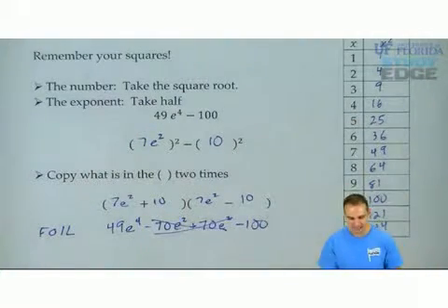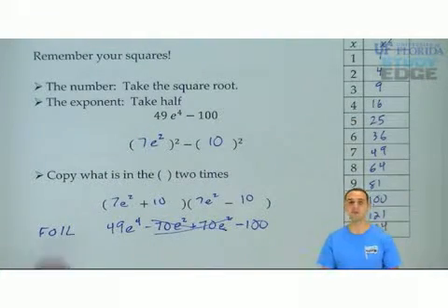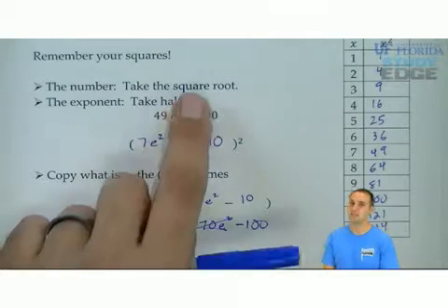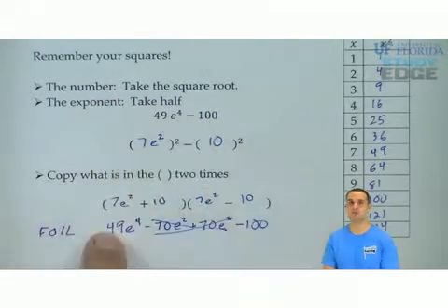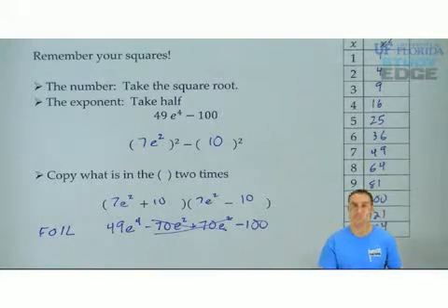This is how we're going to factor overall. Again, you're going to take the perfect squares, take the square root of any of the numbers, take half of any of the exponents, and then rewrite one with a plus, one with a minus.